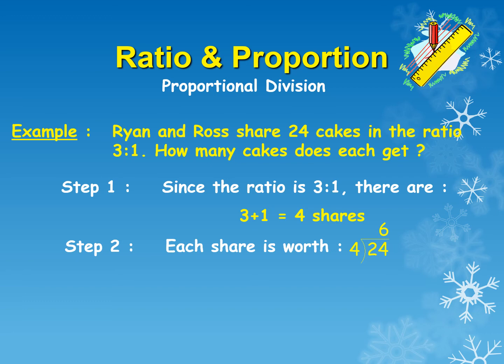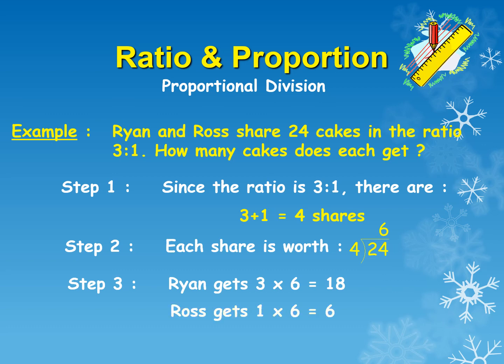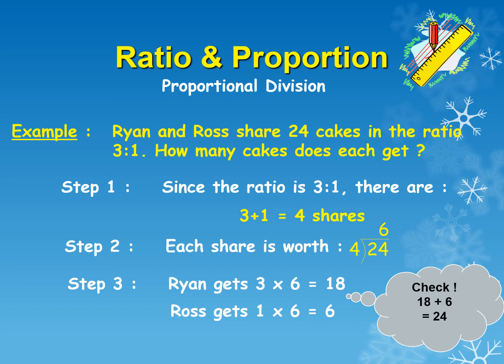Taking a look at the ratio 3 is to 1, Ryan comes first before Rose. So Ryan gets 3 times 6. 6 comes from step 2. So it is equal to 18. So Ryan gets 18 cakes. And then Rose will get 1 times 6, which is equal to 6, so she gets 6 cakes. To check whether our answers are correct, we are going to add 18 plus 6. Is it equal to 24? Yes, it is. So therefore, our answers are correct.